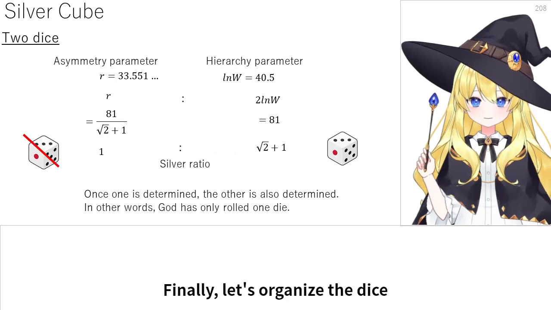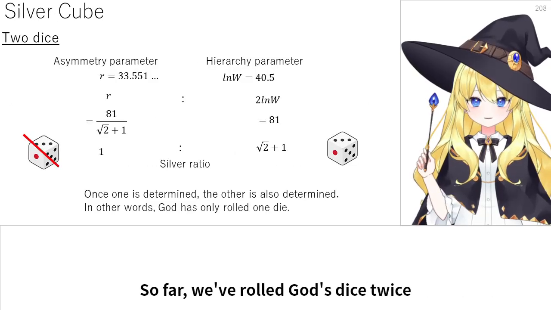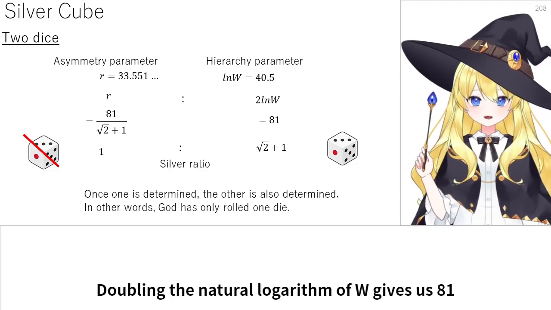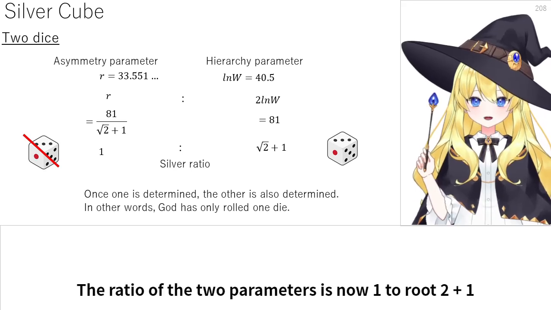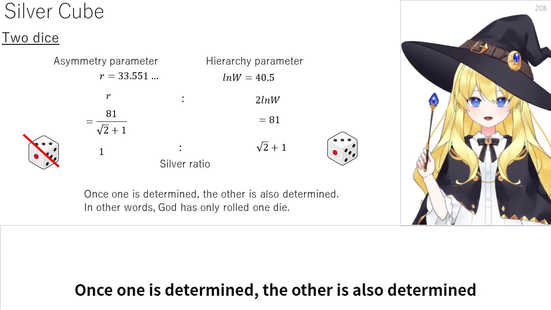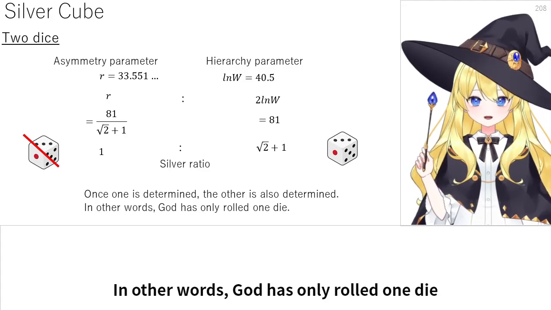Finally, let's organize the dice. So far, we've rolled God's dice twice: the asymmetry parameter R and the hierarchical parameter W. Doubling the natural logarithm of W gives us 81. The ratio of the two parameters is now 1 to root 2 plus 1. This is called the silver ratio. Once one is determined, the other is also determined. In other words, God has only rolled one die.